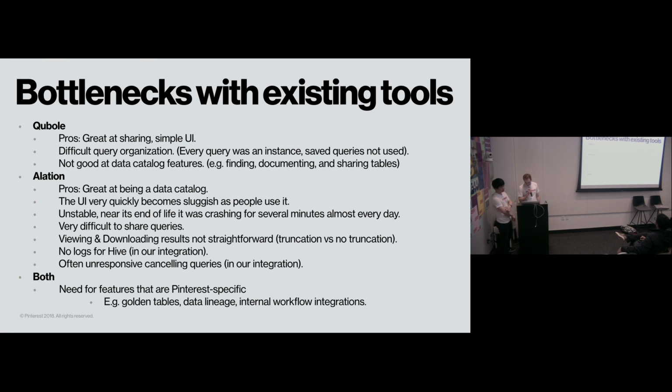It was also not very good at data cataloging features, so it was not very advanced in this regard. At that point in time, it hadn't built a lot of the features we were looking for. After we moved from Qubole to Alation, it also had a lot of great things. Alation is really great at being a data catalog, and it provides very advanced functionality to search your data.